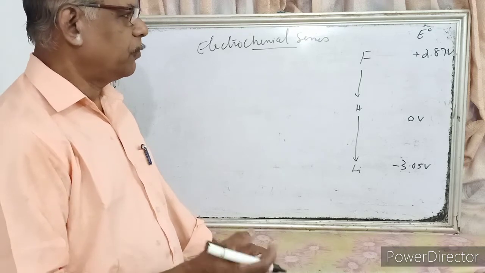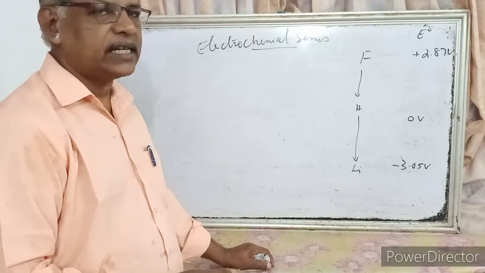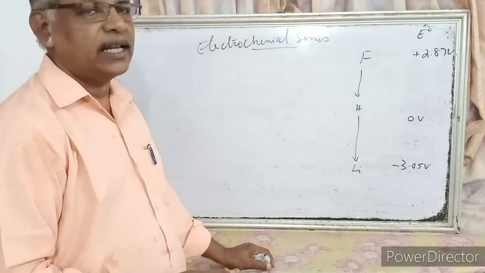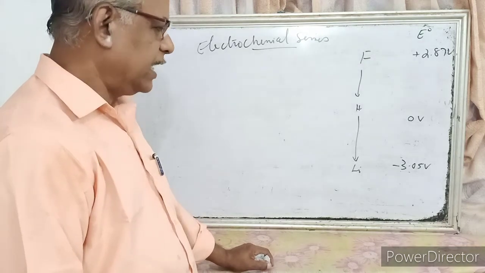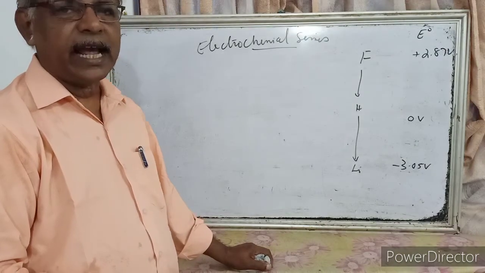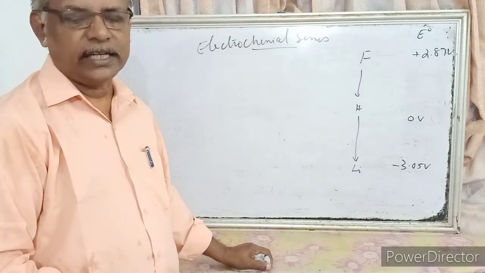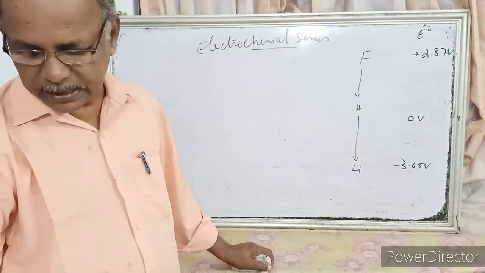So fluorine is the strongest oxidizing agent because it has the highest standard electrode potential, so it easily undergoes reduction. And lithium is the strongest reducing agent because its standard electrode potential is very low, so it easily undergoes oxidation.